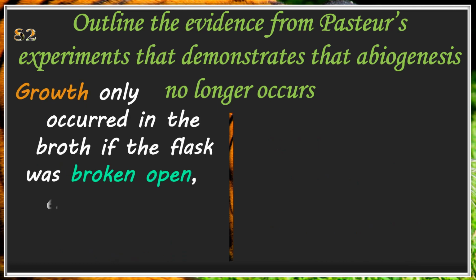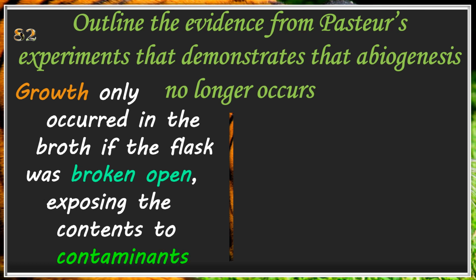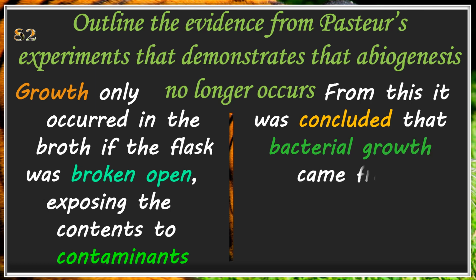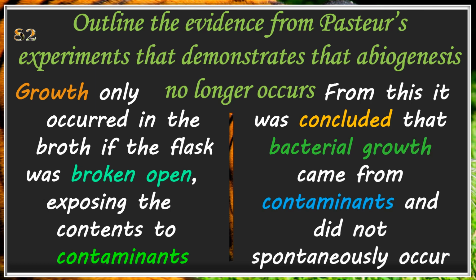Growth only occurred in the broth if the flask was broken open, exposing the content to contaminants. From this, it was concluded that bacterial growth came from contaminants and did not spontaneously occur.